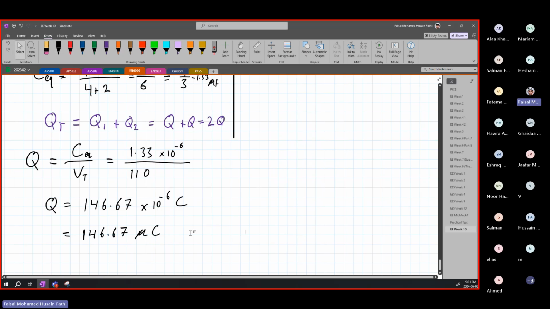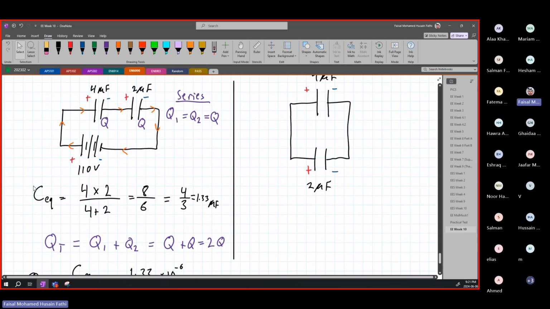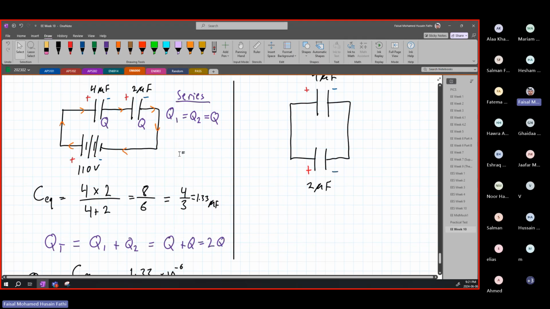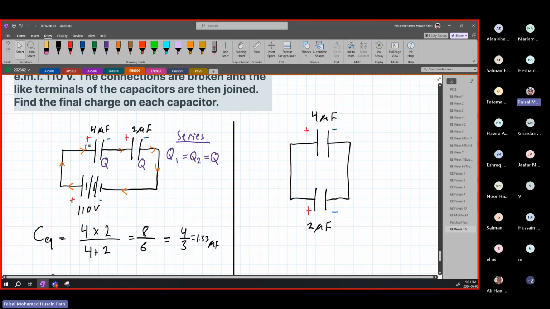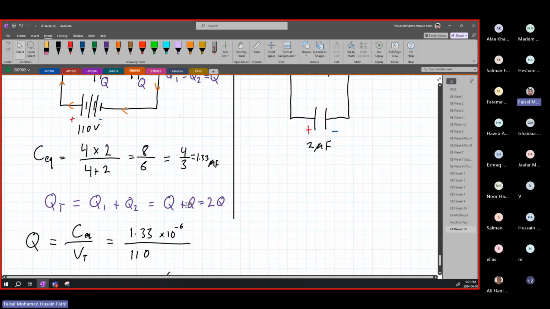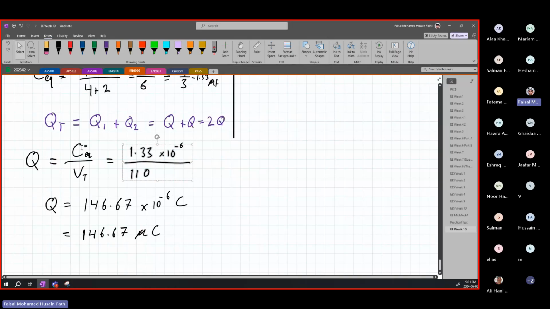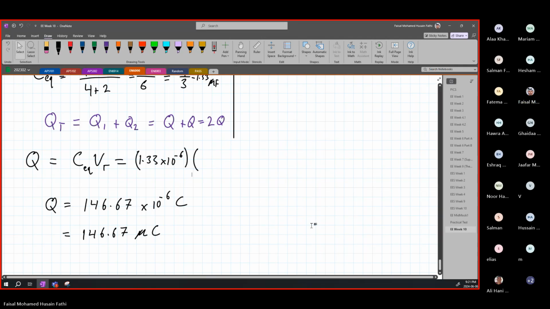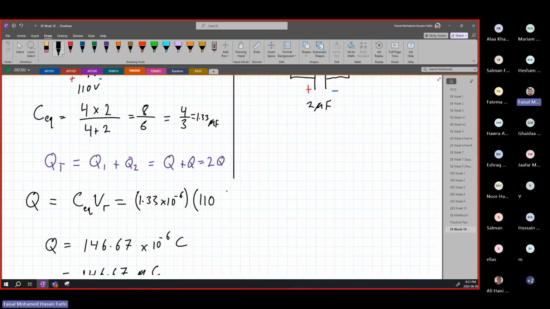Okay, so again I will repeat this concept. When you have two capacitors in series, the Q, the charge that is flowing through each capacitor, is going to be, oh right, my bad, this is going to be Q equals CV. I did not copy the equation correctly. So Q is equal to CV, which is C total, C equivalent times V total, which is 1.33 times 10 to the minus 6 times the total voltage 110. Sorry about that.